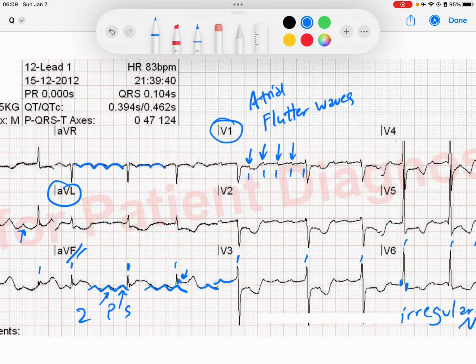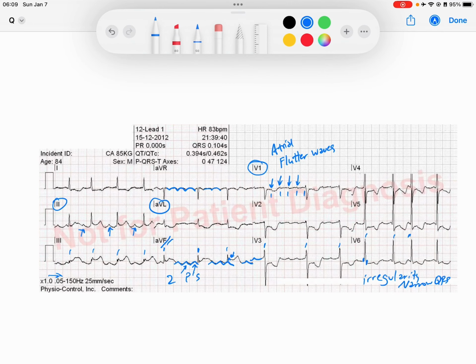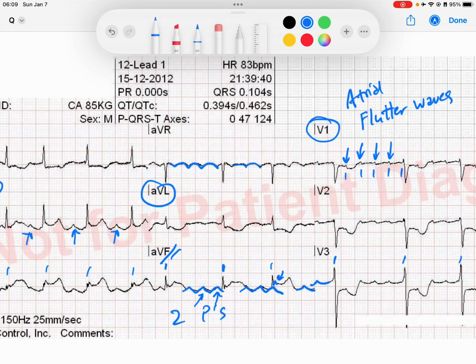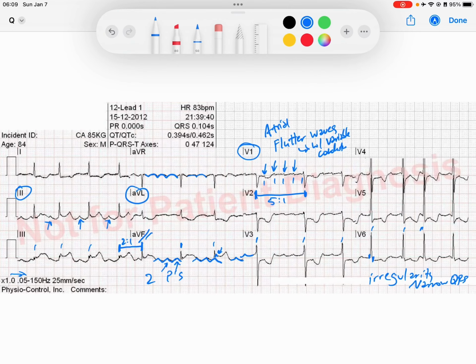And that would explain a lot of the variable conduction that we're seeing, right? Sometimes it's being conducted with a very short R to R, so sometimes the AV node is conducting at a 2-to-1 ratio. And sometimes, like up here, it's conducting at a 5-to-1 ratio. So this is atrial flutter with variable conduction. Let's continue down our algorithm here. So we've got an atrial flutter.